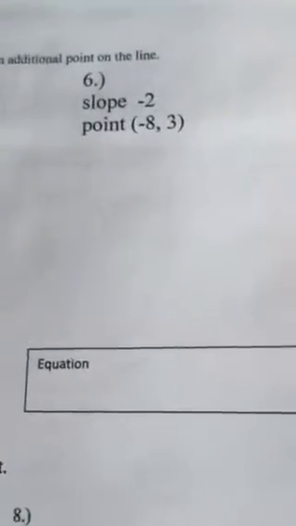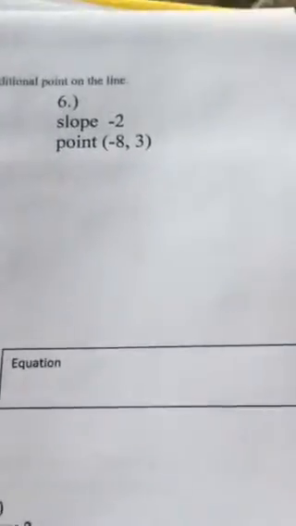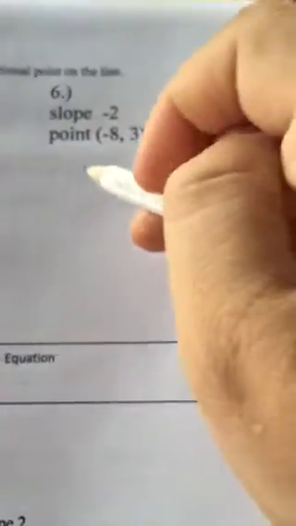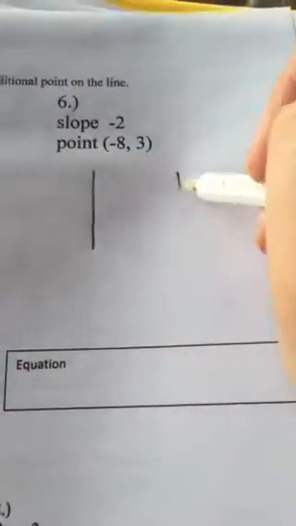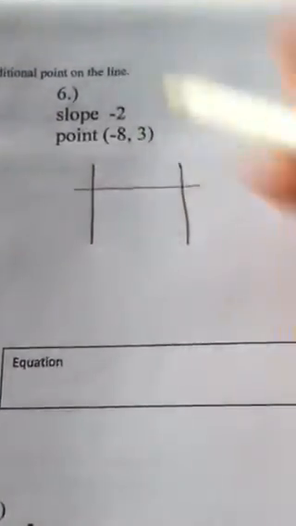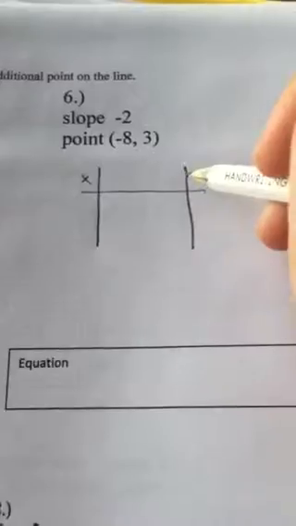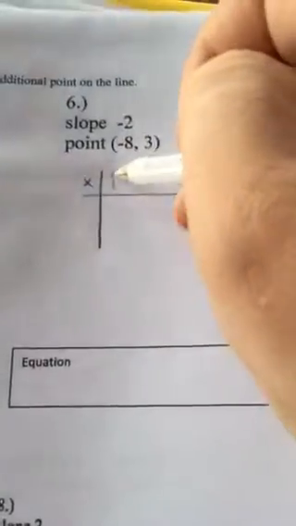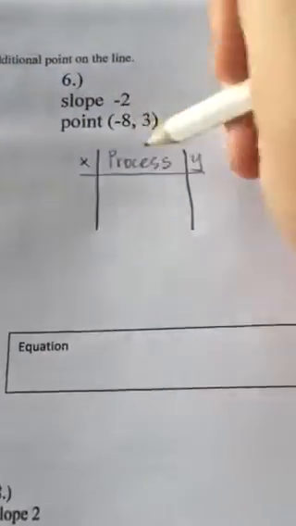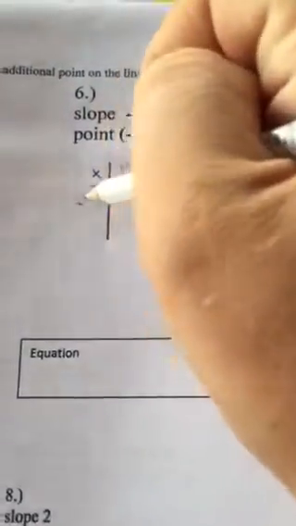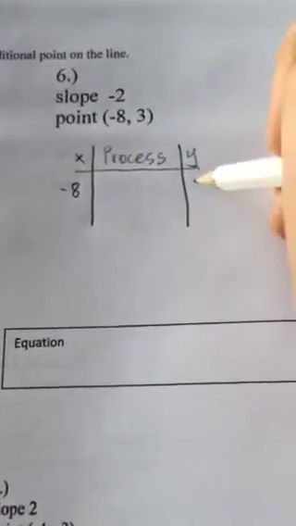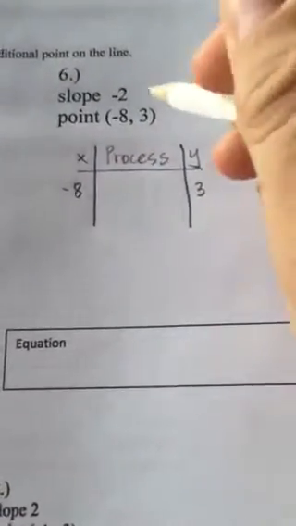For number 6, it doesn't give us a graph, so it's kind of asking you to do it in a table, and this is where that process column is going to come in. So you need to draw yourself a table. The point is negative 8, 3. So I'm going to put negative 8. That's my x value, and my y value is 3. My slope value is negative 2. As you can see right here, in the y equals mx plus b, the slope is always that first number.